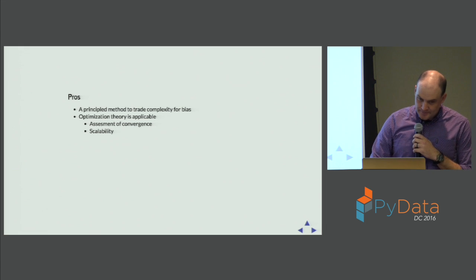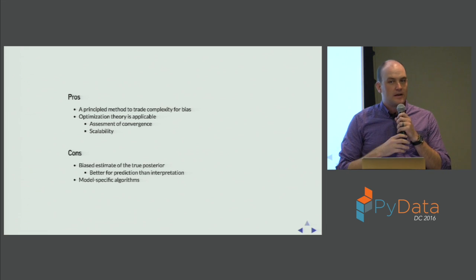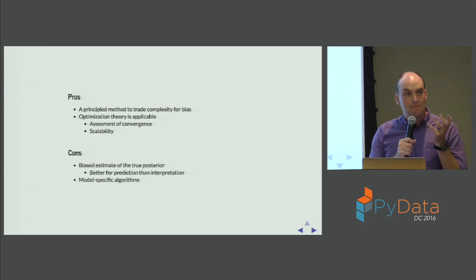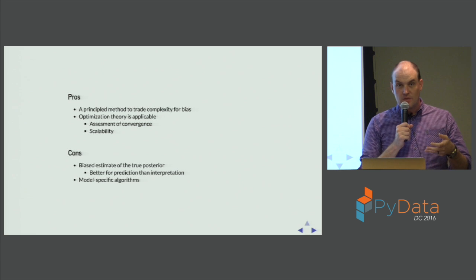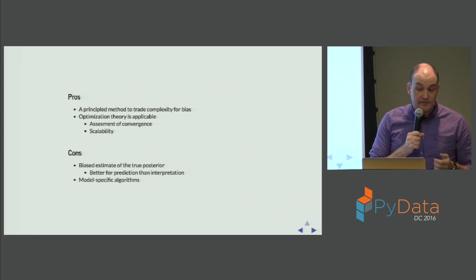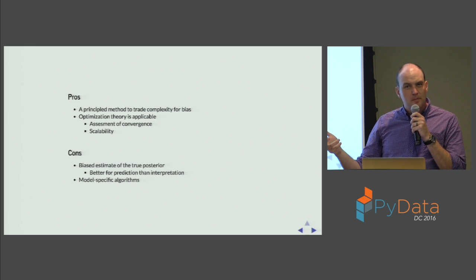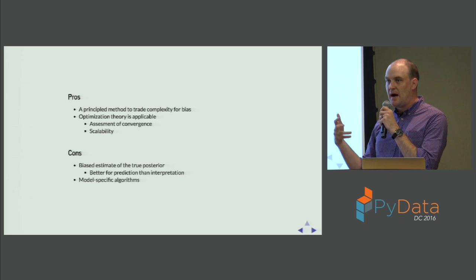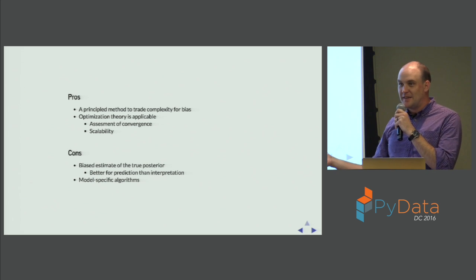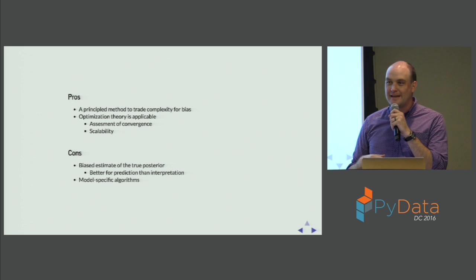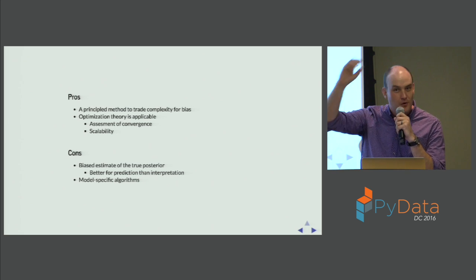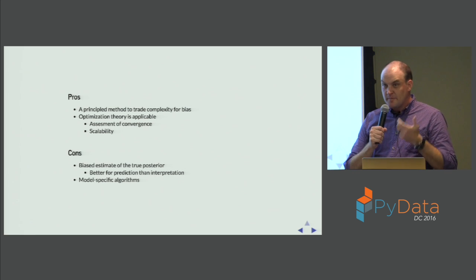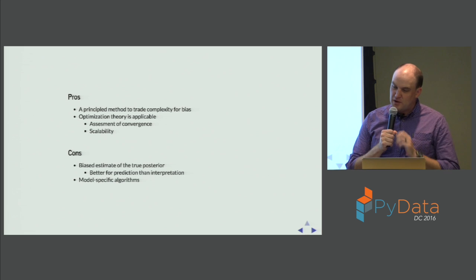So this is exciting. It's not all roses, right? There are trade-offs in everything in life. What are the cons? Well, it's a biased estimator of the true posterior. We just kind of buy that when we buy this. We have to see if we can live with that bias in every situation. So sometimes it's better for predictive accuracy than interpretation. I wouldn't necessarily want someone making policy decisions based on this, right? If 2 variables are correlated, that's important to know in a policy decision, and if we force them to not be correlated in our answer, that might not be the greatest. And a lot of the time there are model-specific algorithms you have to derive by hand.